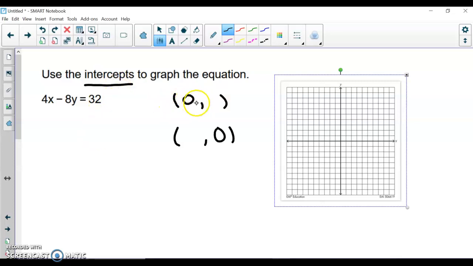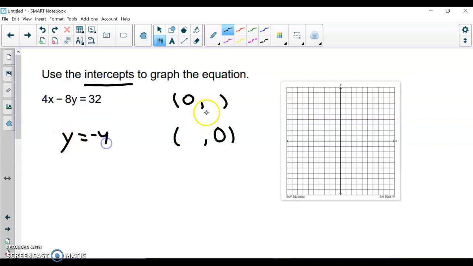Okay, so the upside is it's already in a form that's pretty conducive to finding the intercepts. You plug in 0 for x, well then this term 4x just disappears, and it becomes a matter of, okay, negative 8 times what gives me the 32? We just divide by the negative 8. So you get negative 4 when x is 0.